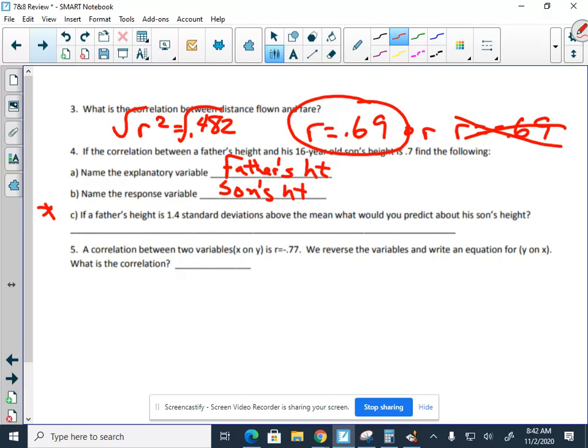Now, if the father's height is 1.4 standard deviations above the mean, what would you predict about the son's height? It says here that the correlation is 0.7. So this is something I didn't have in the notes. We'll talk about this. If you convert one of them to a z-score, and you multiply the z-score times the correlation, you get what you would predict for the other value in terms of its standard deviation. So 1.4 times that is 0.98. So we would predict that the son's height is 0.98 standard deviations above the mean.